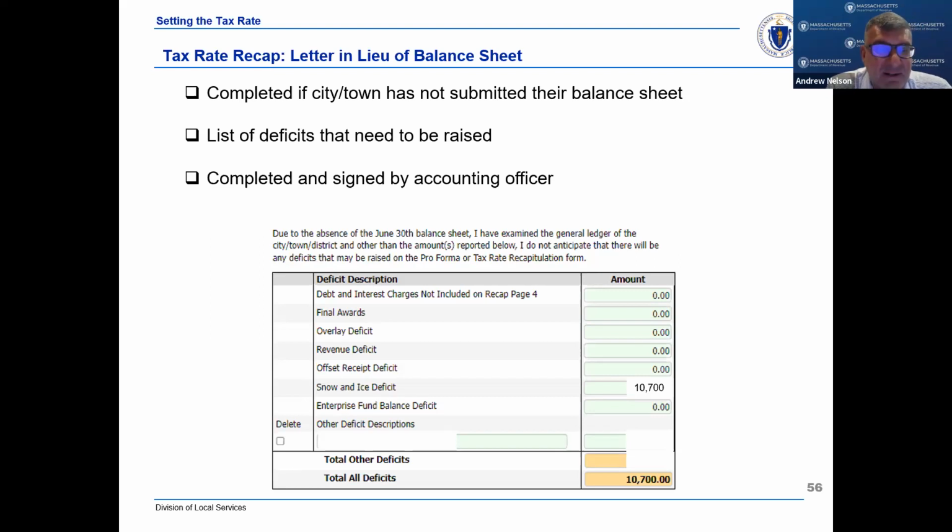This is something that you are certifying. The town accountant submits it and signs off on it, saying that even though my balance sheet hasn't been certified yet, I'm letting you know there are no deficits that should be raised on the recap. In this case, they did have one deficit that needed to be raised. That's snow and ice, and they are raising it. So we want to make sure this sheet ties to what else is on page 2.